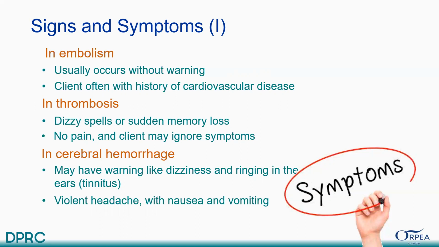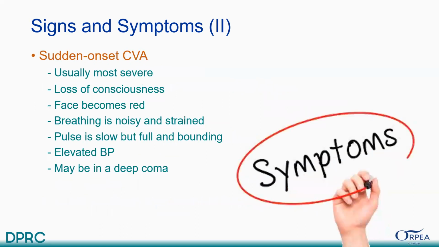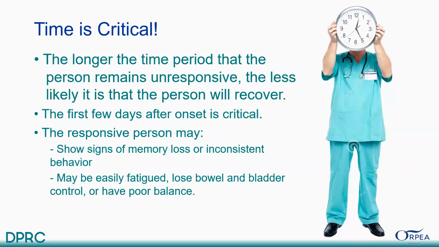In cerebral hemorrhage, there may be warning signs like dizziness, ringing in the ears, and violent headache with nausea and vomiting. Sudden onset CVA is usually most severe: loss of consciousness, face becomes red, breathing is noisy and strained, pulse is slow but full and bounding, elevated blood pressure, and maybe a deep coma.